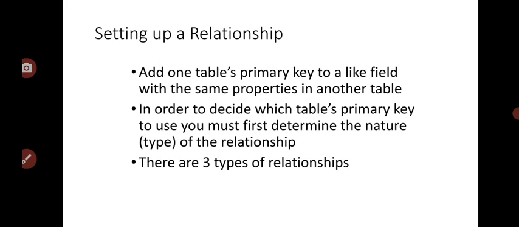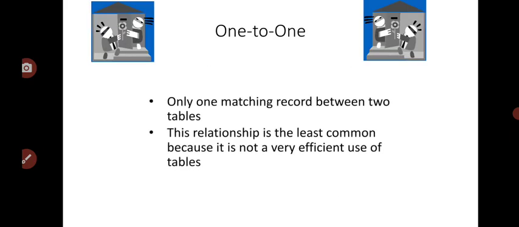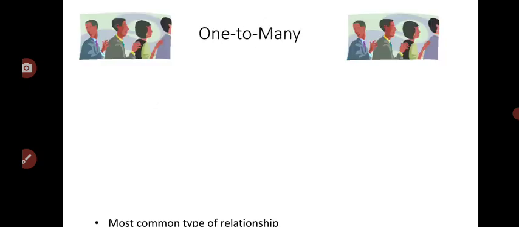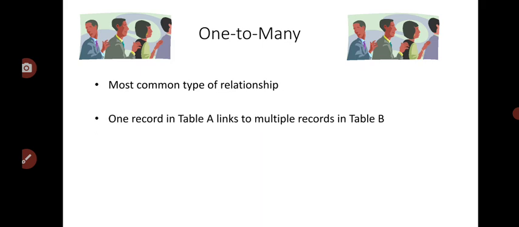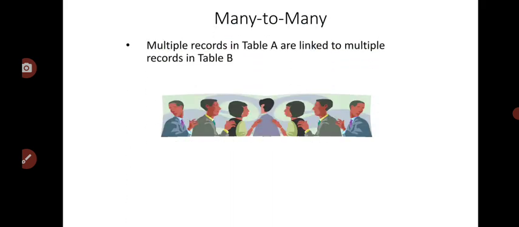There are three types of relationship. While establishing the relationship between the tables, we need to determine what type of relationship exists between them. First one is one-to-one: only one matching record between the two tables. This relationship is the least common because it is not a very efficient use of tables. One-to-many is the most common type of relationship, where one record in table A links to multiple records in table B. Many-to-many: multiple records in table A are linked to multiple records in table B.